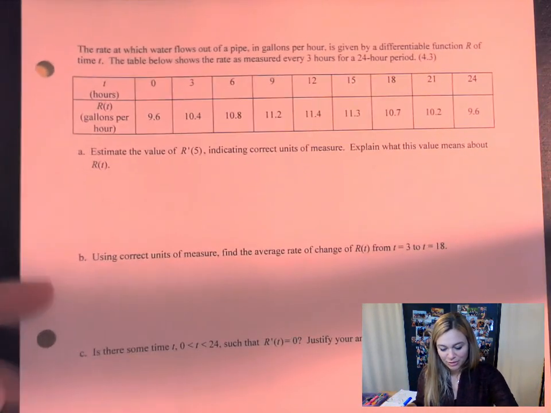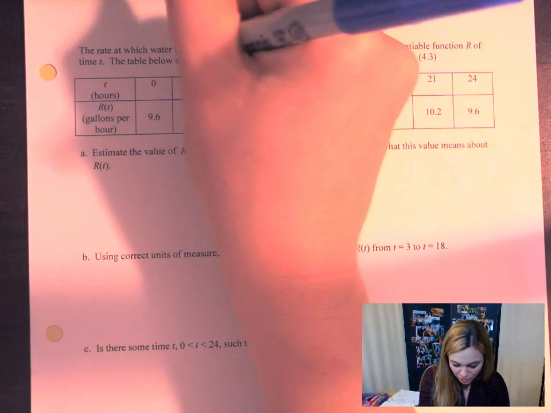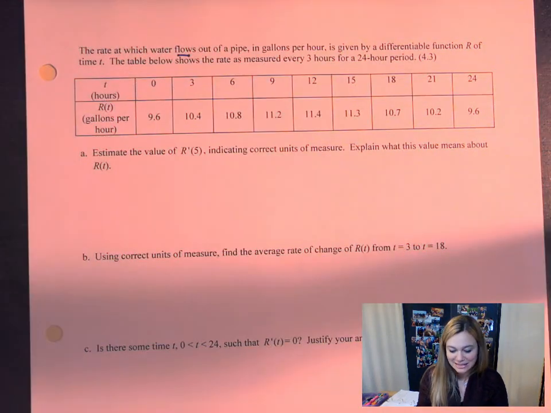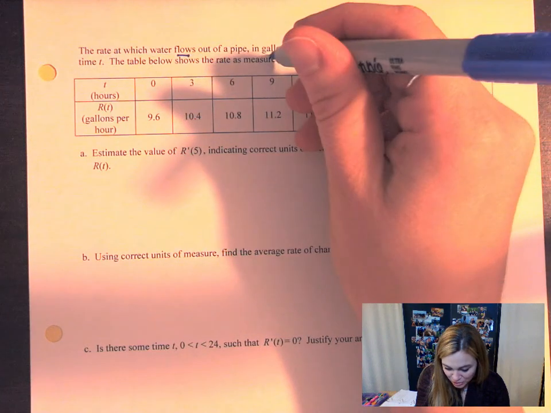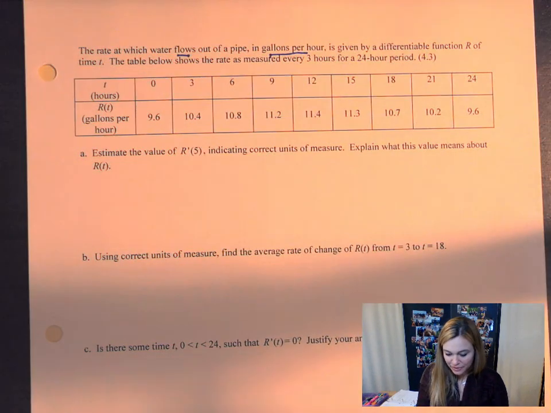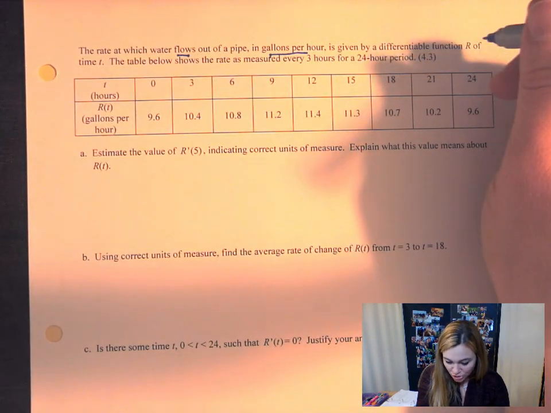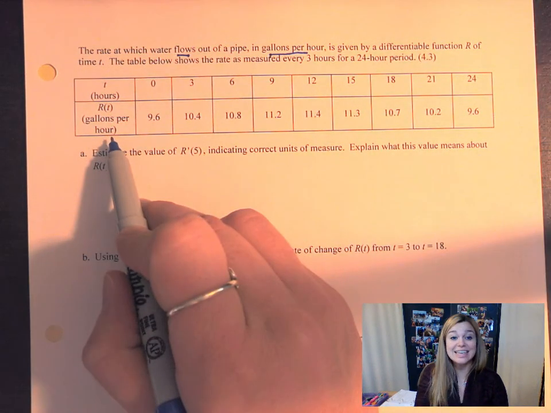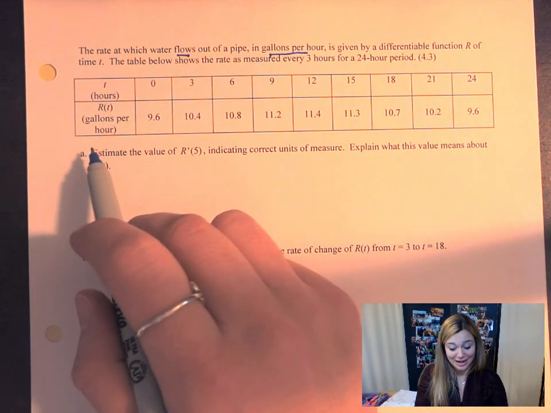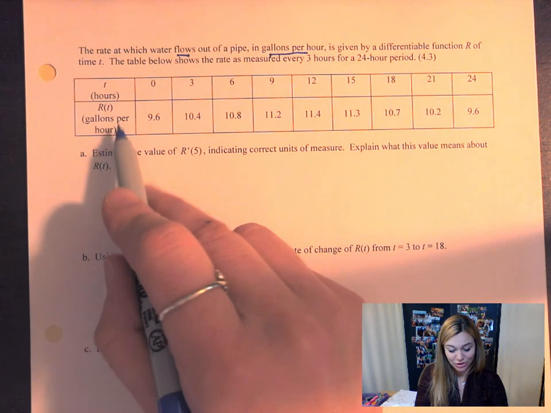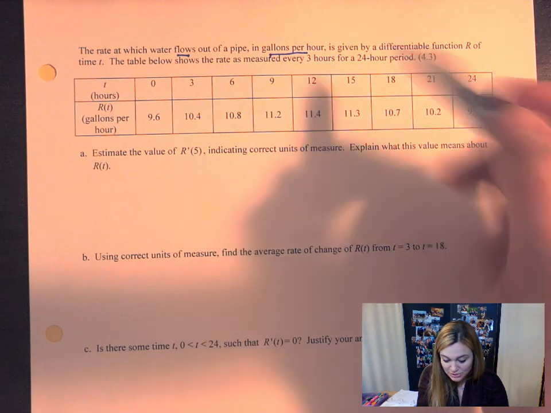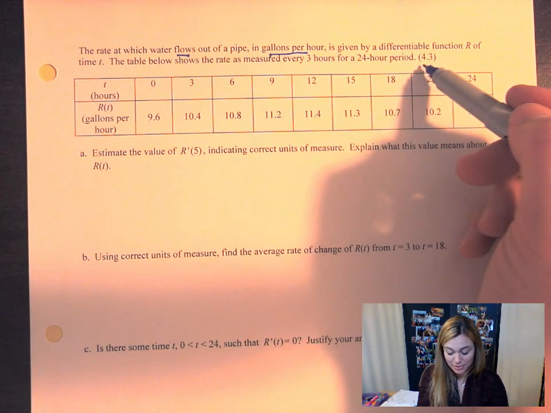The rate at which water flows out of a pipe. That's exciting. Okay, water is flowing. That sounds like a rate to me. Is given in gallons per hour. Nice, this is a rate. Is given by the differentiable function r of t. So r of t is a derivative. We're starting out here already where we've got a rate that's given to us, r of t. The table below shows the measure every 3 hours for a 24-hour period.